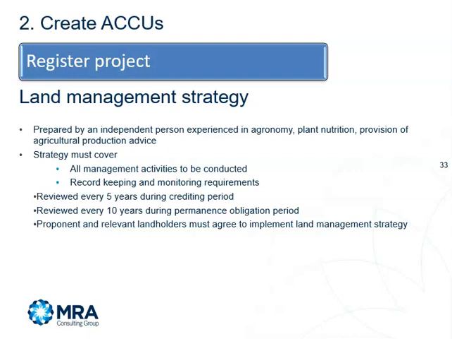Prepared by an independent person experienced in agronomy, plant nutrition, and provision of agricultural production advice, the strategy must cover all management activities to be conducted, and record keeping and monitoring requirements. It is reviewed every 5 years during the crediting period, and every 10 years during the permanence obligation period. Proponent and relevant landholders must agree to implement the land management strategy. The strategy will have to be provided at project registration, so you will need to engage an expert early to prepare the LMS in time for registration.